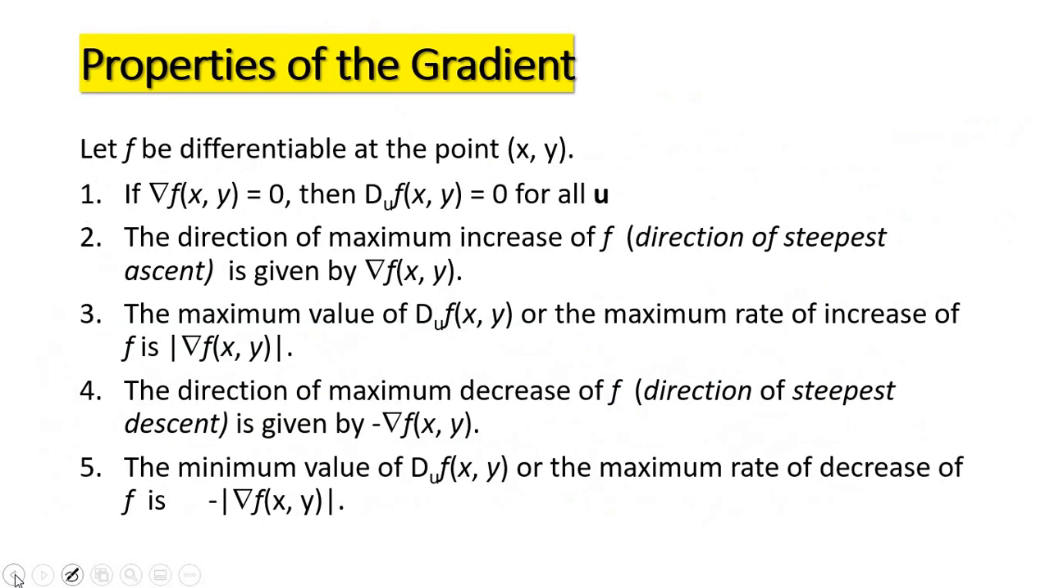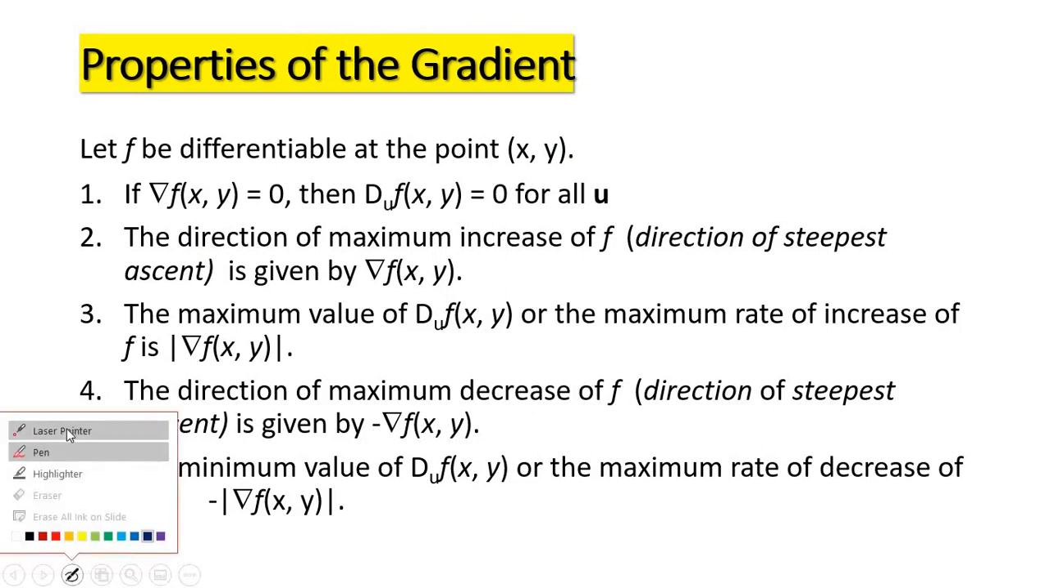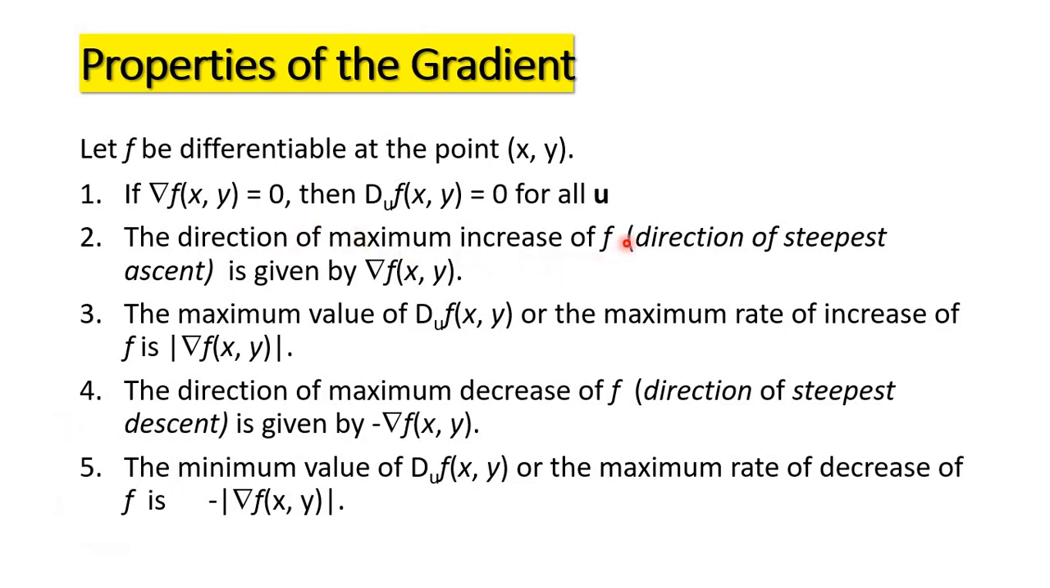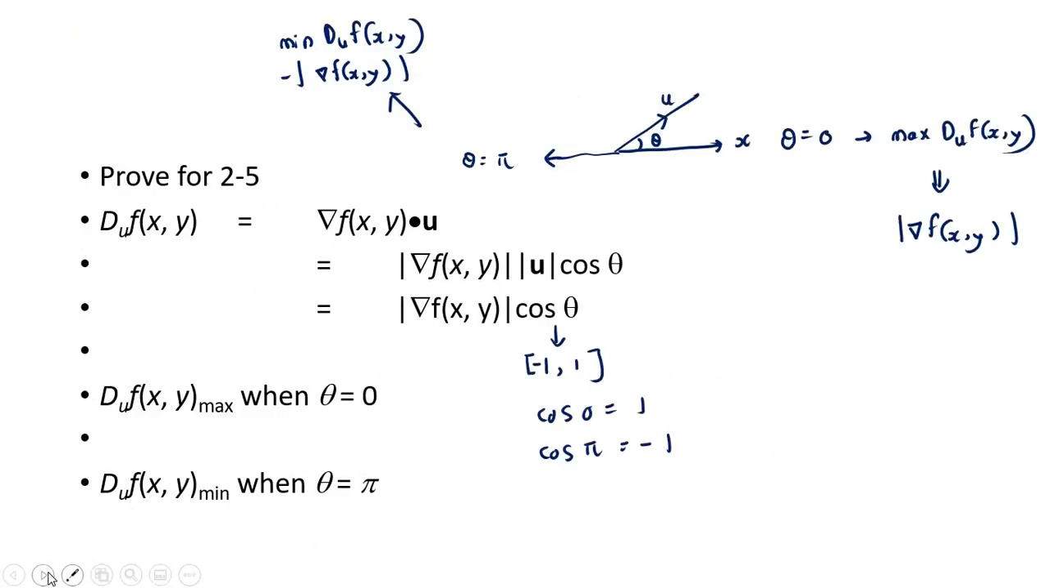We go back to here. From the property of the gradient, the direction of maximum increase of f is given by the gradient vector. So the direction of minimum increase is the negative of the gradient vector. For the value, you take the magnitude of the gradient vector, which is the maximum value. The minimum value is the negative of the magnitude of the gradient vector.